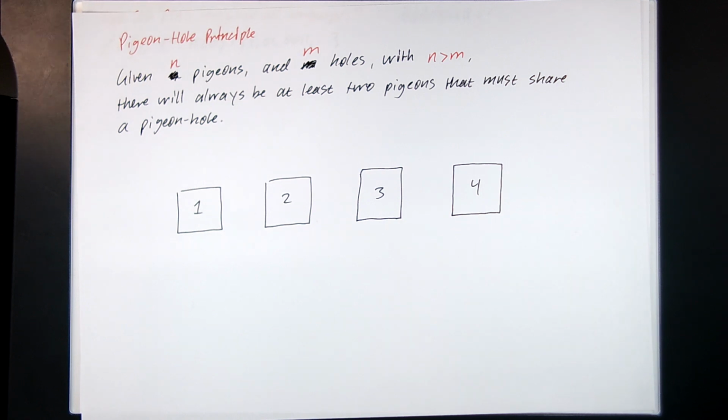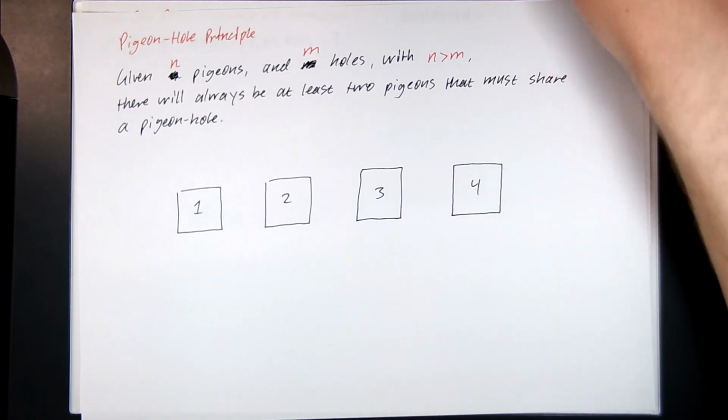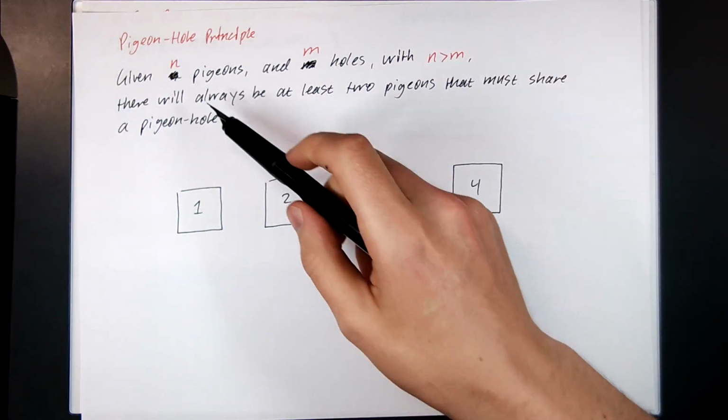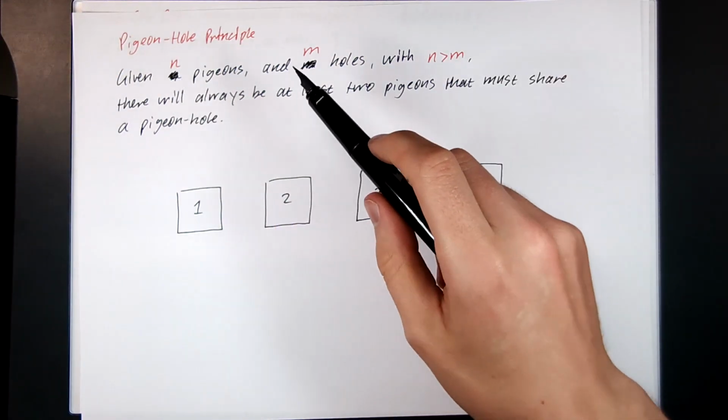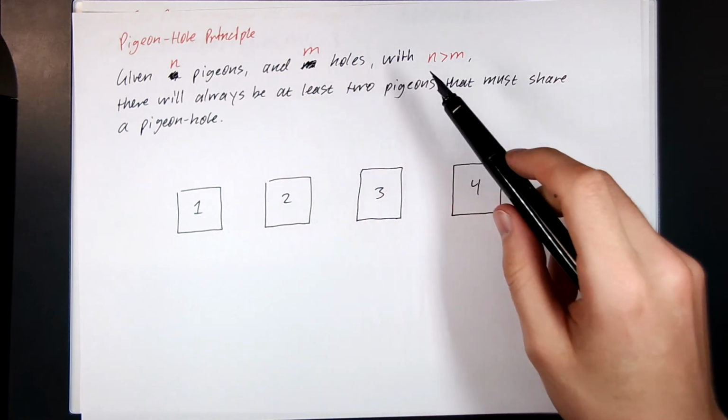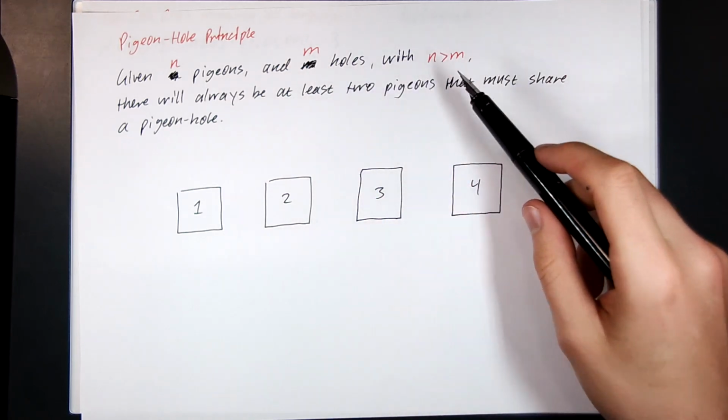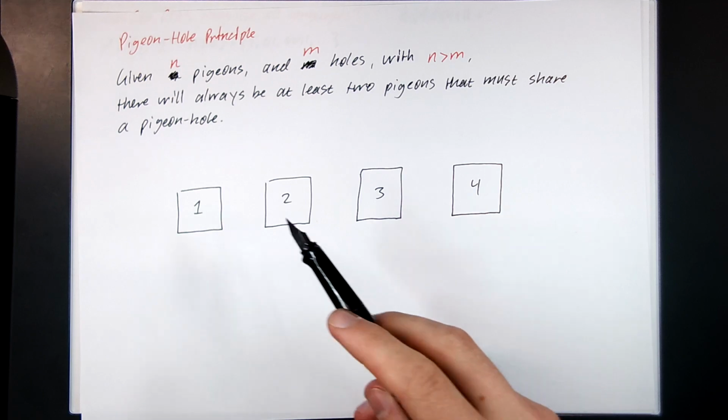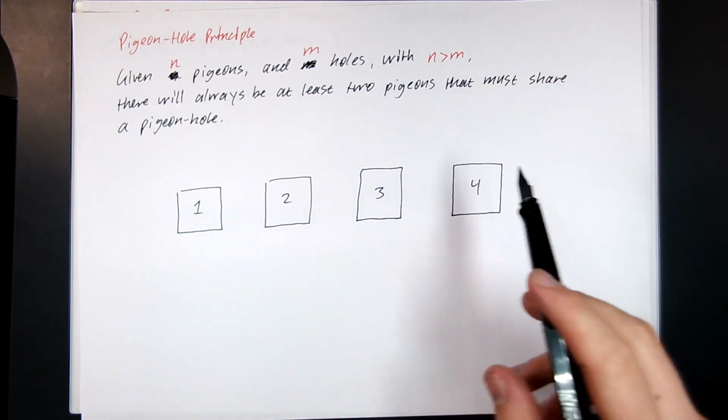Okay, before we go into the proof, I want to briefly talk about a principle that we'll need to prove it, called the pigeonhole principle. So what does the pigeonhole principle say? The pigeonhole principle says that given n many pigeons and m many holes, with the number of pigeons being strictly more than the number of pigeonholes, there'll always be at least 2 pigeons that must share a pigeonhole.